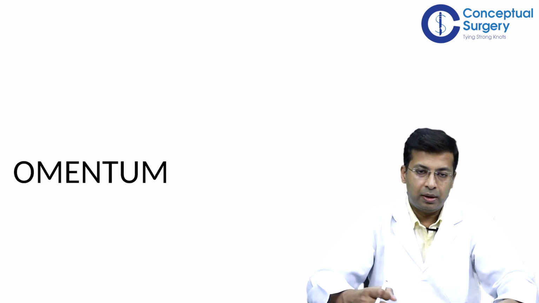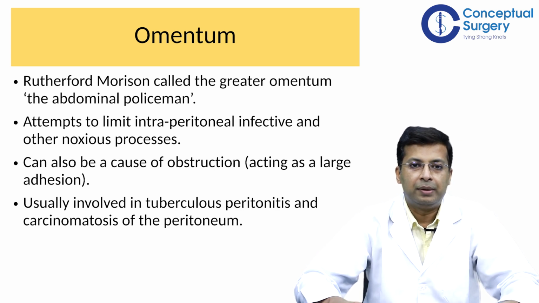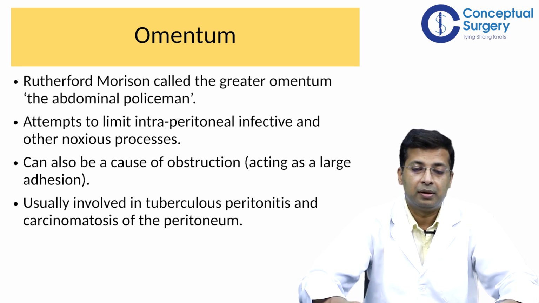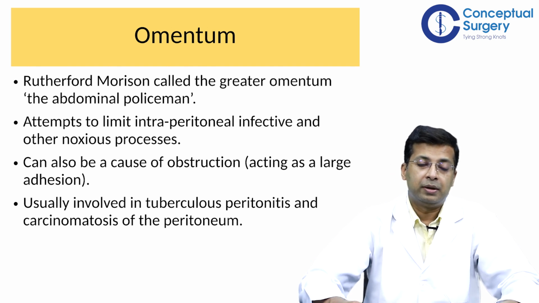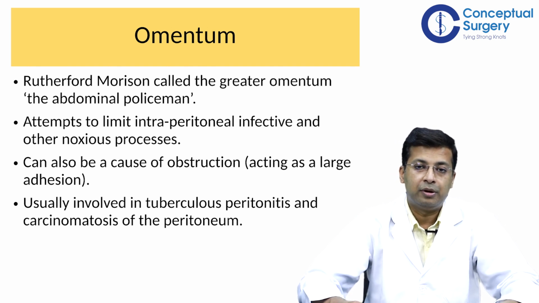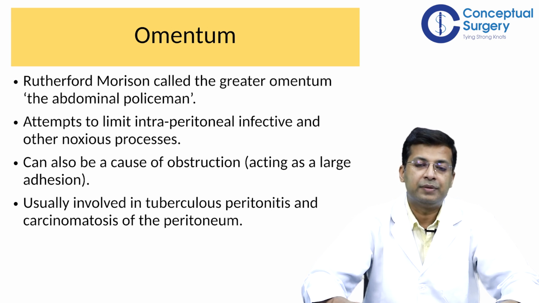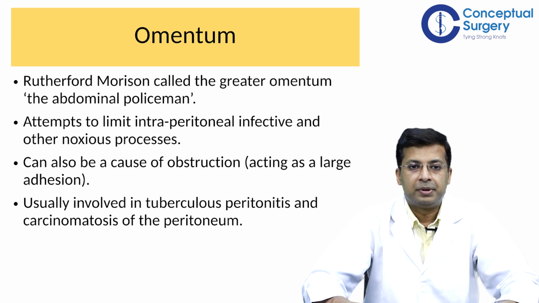Now, first a bit on the omentum. As we all know, omentum is called the abdominal policeman, and anatomically there are two omentums present in the peritoneal cavity. One is the greater omentum and one is the lesser omentum. The greater omentum hangs from the greater curvature of the stomach, and the lesser omentum, also sometimes known as the gastrohepatic ligament, runs between the undersurface of the liver and the lesser curvature of the stomach. So why is it called the abdominal policeman?